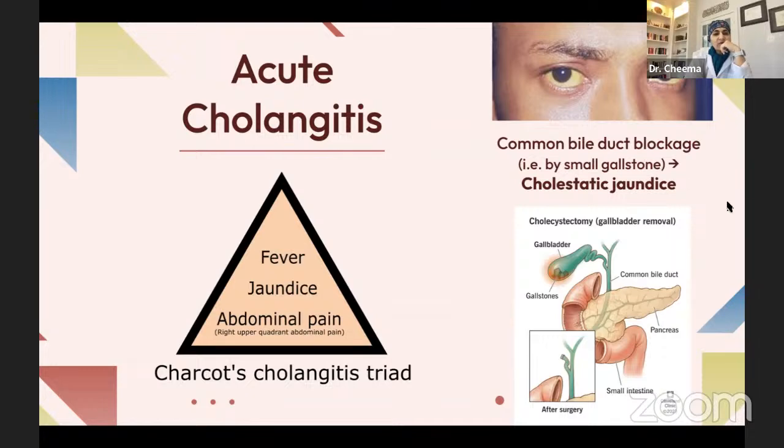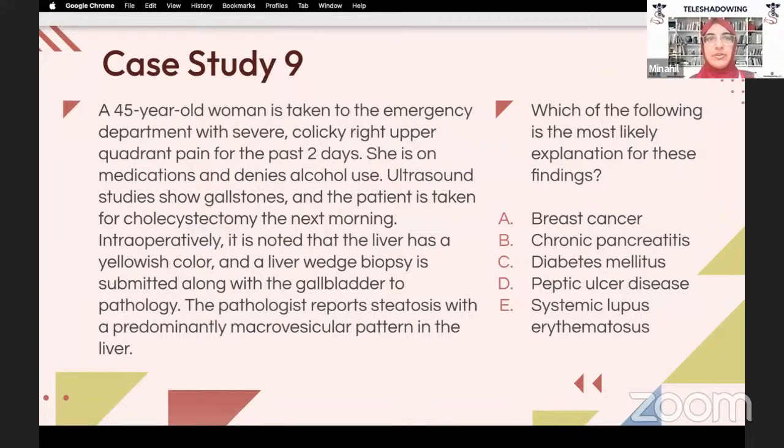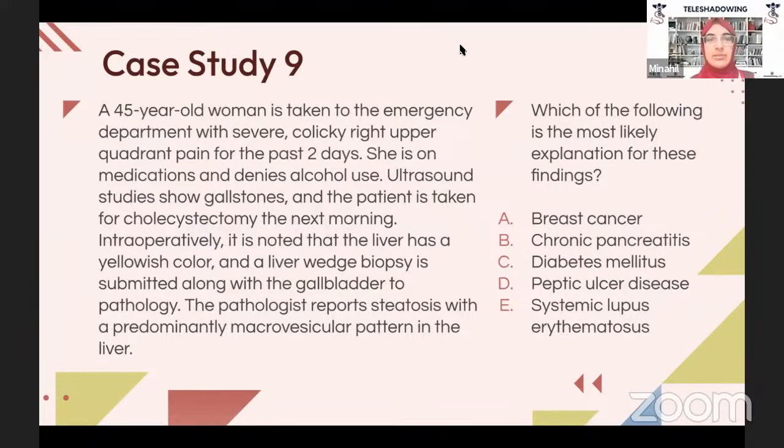All right, so let's move on to our next case study. Case study 9. A 45-year-old woman is taken to the emergency department with severe colicky right upper quadrant pain for the past 2 days. She's on medications and denies alcohol use. Ultrasound studies show gallstones, and the patient is taken for cholecystectomy the next morning. Intraoperatively, it is noted that the liver has a yellowish color, and a liver wedge biopsy is submitted along with the gallbladder to pathology. The pathologist reports steatosis with a predominantly macrovesicular pattern in the liver. Which of the following is the most likely explanation for these findings?